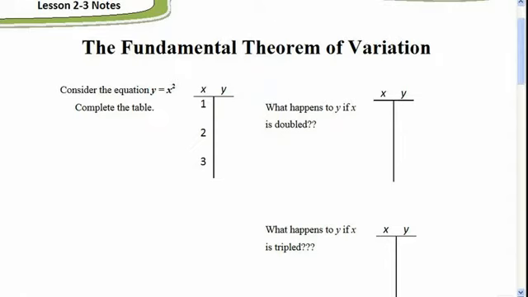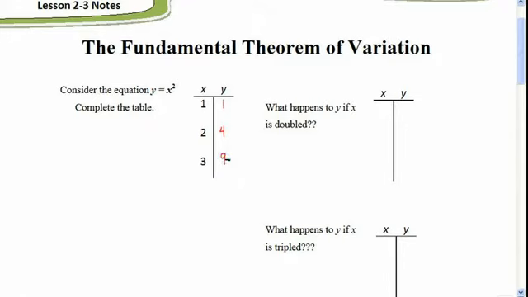So let's look at this equation, y equals x squared. And we're going to substitute these numbers in for x. When I square 1, we know that that answer is going to be 1. When I put 2 in for x and square it, we're going to get 4 as our answer for y. When I put 3 in for x and square it, I'm going to get 9 for our answer for y.